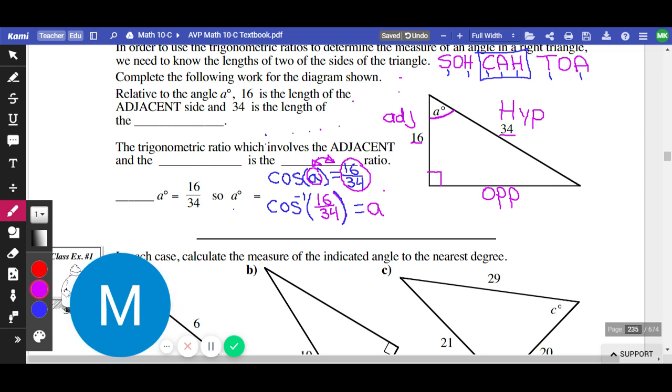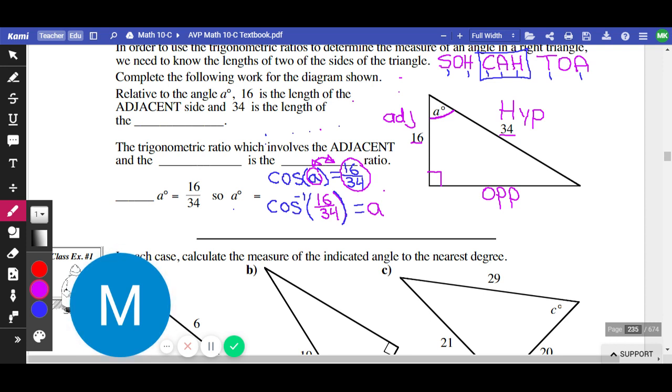I don't even know why I tried using that calculator. I knew it was broken. Your calculator has to be in degree mode to work, otherwise this won't work. So you go second cos, 16 divided by 34, and you find out that your missing angle is an error. Oh my goodness.